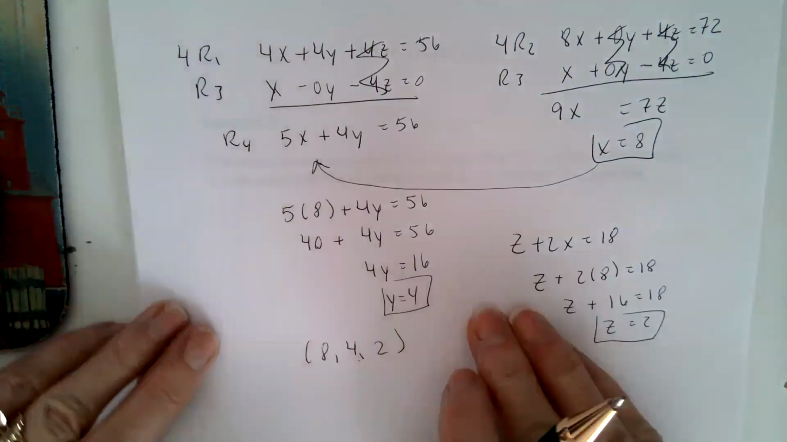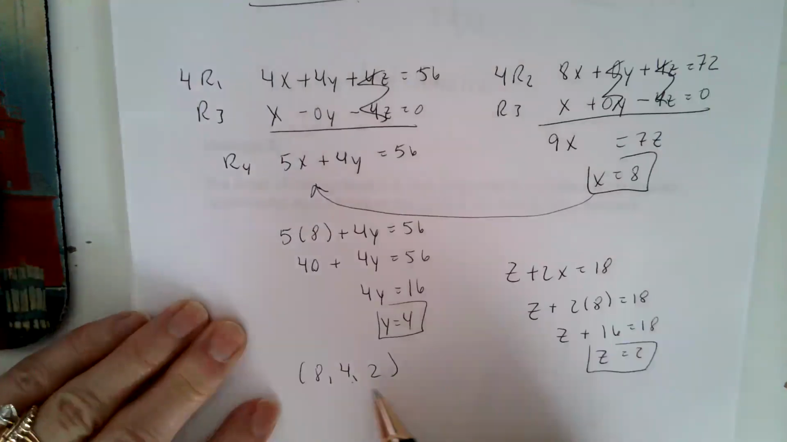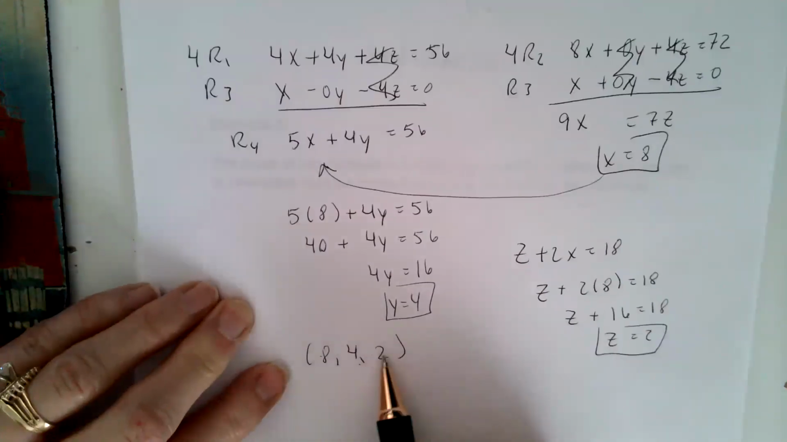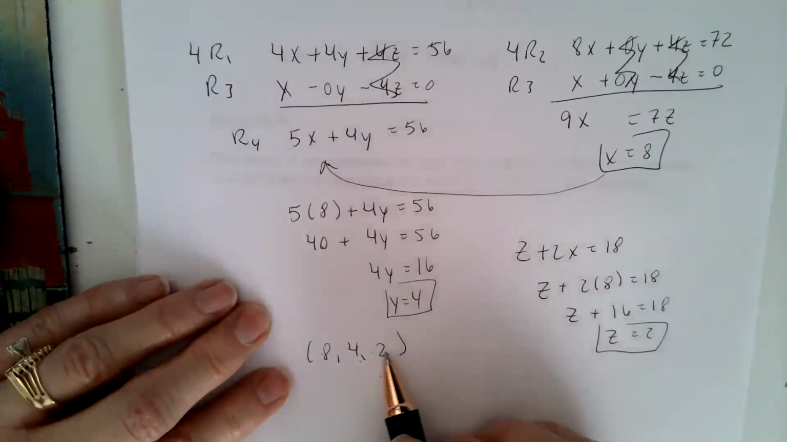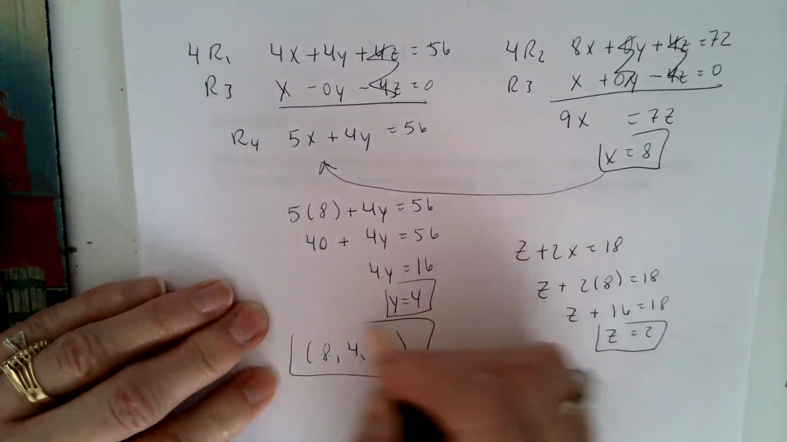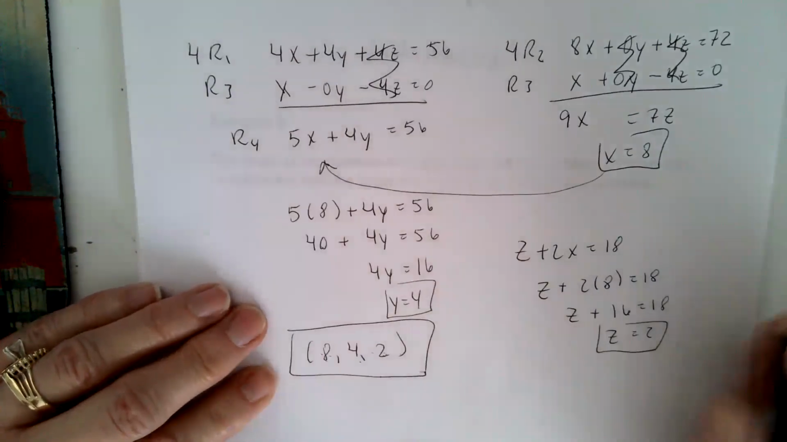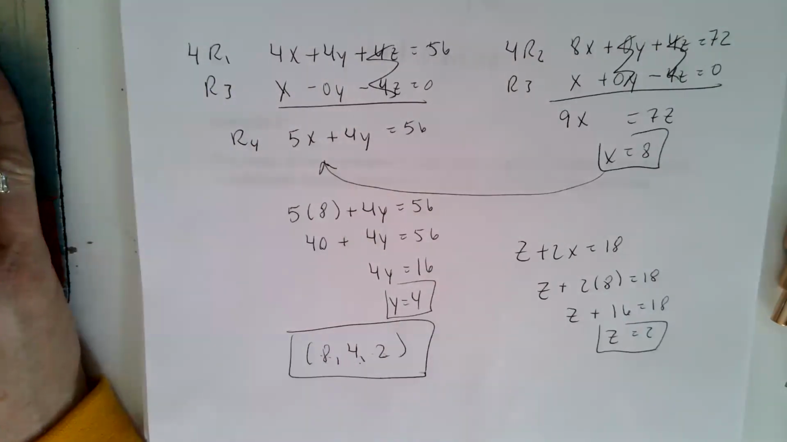That is the first equation, right? They add to make 14. And x is 4 times z. And then z plus 2 times x equals 18. So that works: 8, 4, and 2. Excellent. Catch me back for lesson 4.3. It's all little story problems with solving systems of equations.